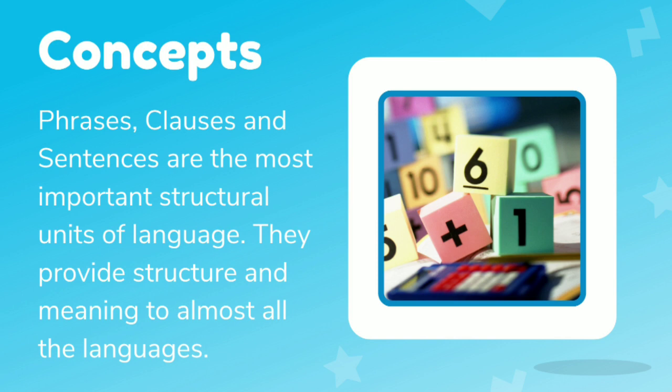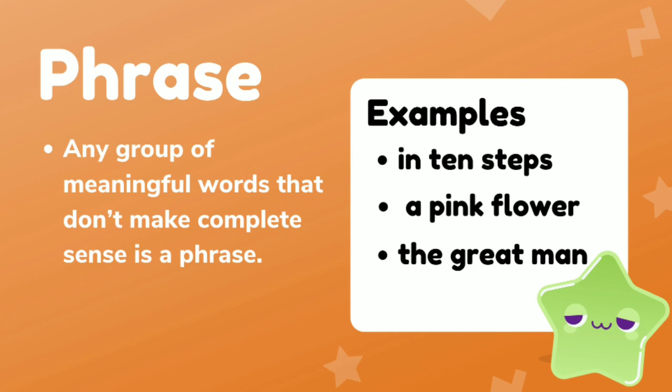Now, let us discuss each of them. Phrase. Any group of meaningful words that don't make complete sense is a phrase. Let us have examples. In 10 steps, a pink flower, the great man. Our examples are a group of words, but if you will notice, this group of words don't express any meaning.